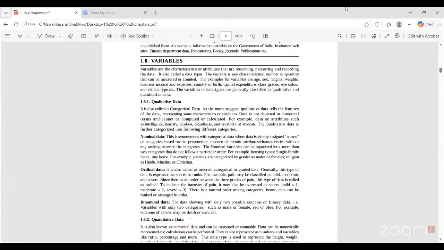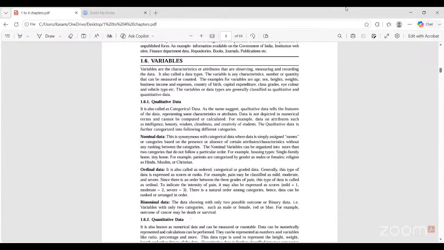But data on attributes such as intelligence, honesty, wisdom, cleanliness, creativity, abstract. The qualitative data is further categorized into two categories: one is nominal data, one is ordinal data, and binomial data. See here, nominal data is categorical data assigned names or categories based on the presence of a character, without ranking between categories. Nominal variables are organized into more than two categories.